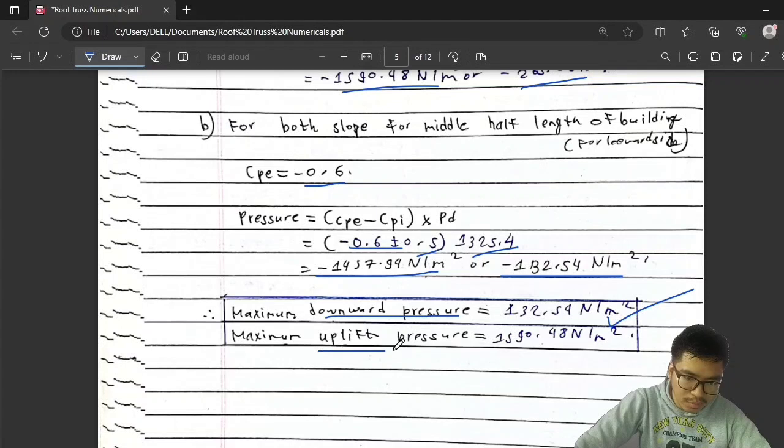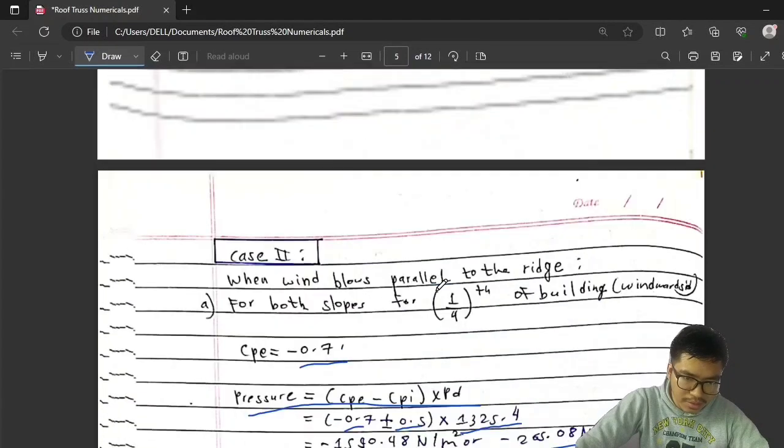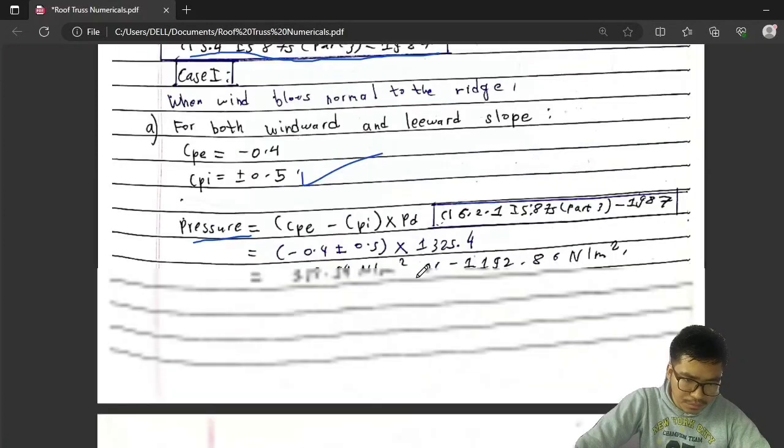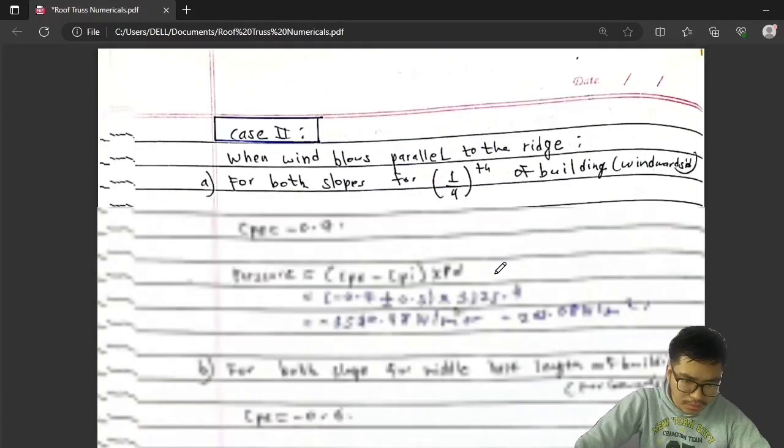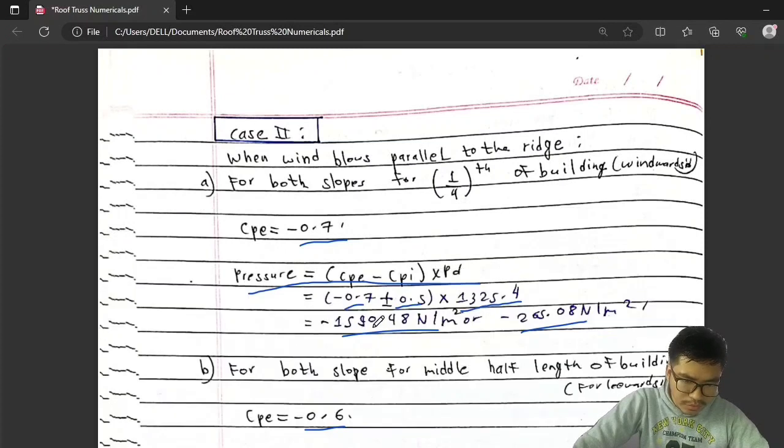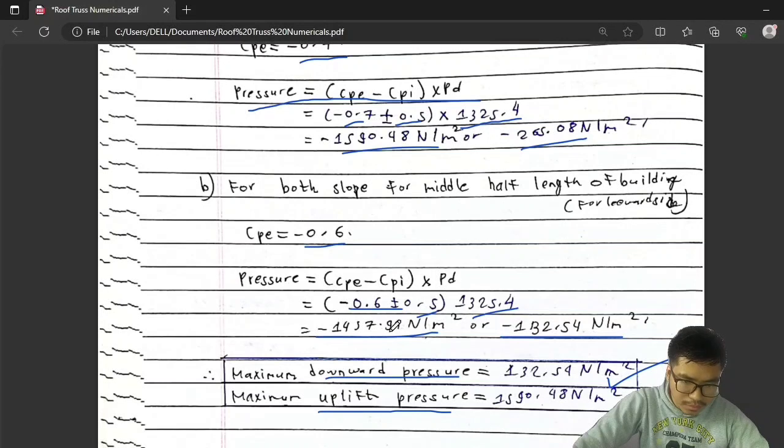To calculate upward pressure we have to calculate the negative. The highest negative value is this, minus 1192. 1590 is highest, so 1590 is the highest negative value, which is upward pressure.